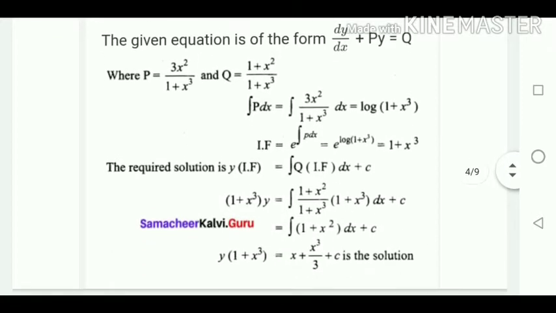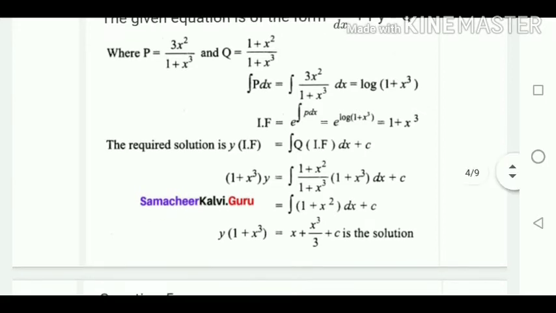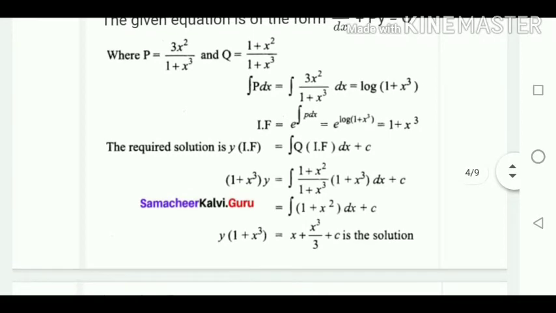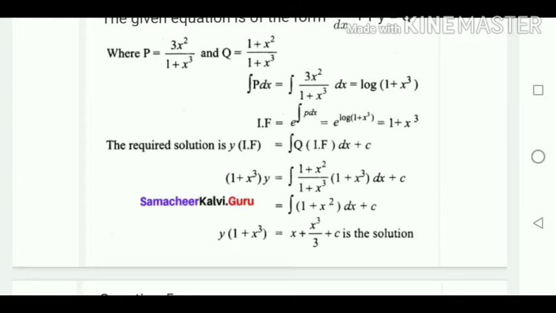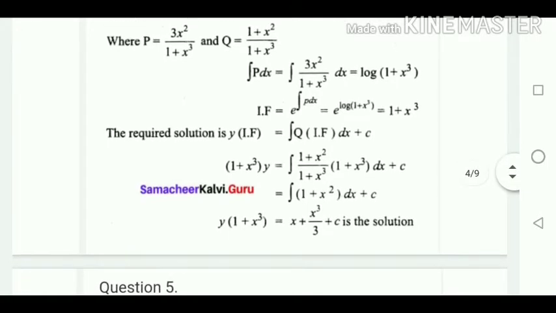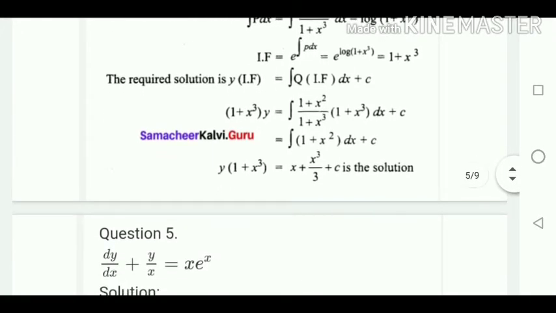First find the integration of p dx by applying the rules. The value of p equal to 3x square by 1 plus x cube into dx. It is in the form of log: if you differentiate 1 plus x cube, we are getting 3x square. So it is in the form f dash by f, therefore it becomes log f, here log of 1 plus x cube. So integrating factor equal to e power integration p dx equal to e power log 1 plus x cube. Log and e are cancelled, we are getting 1 plus x cube as the integrating factor.